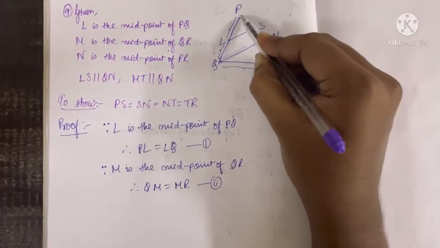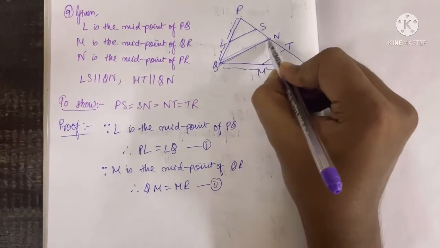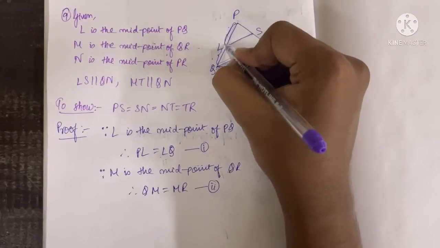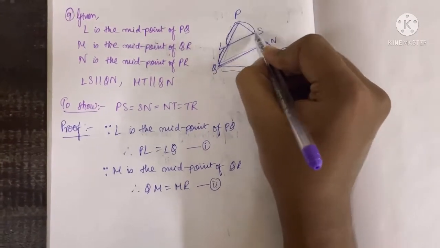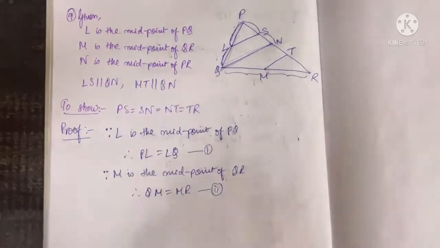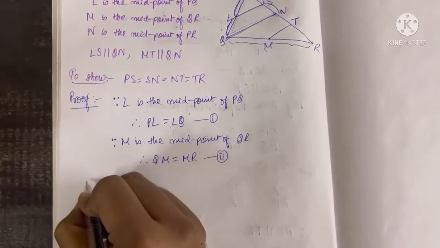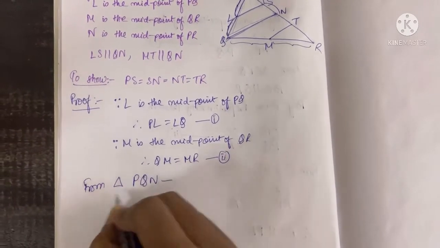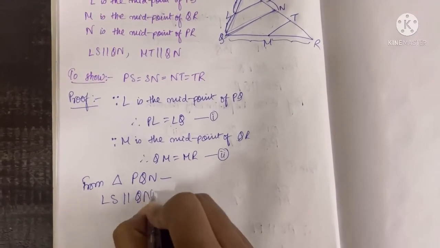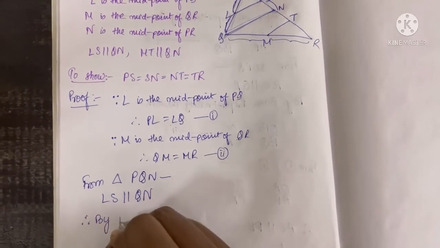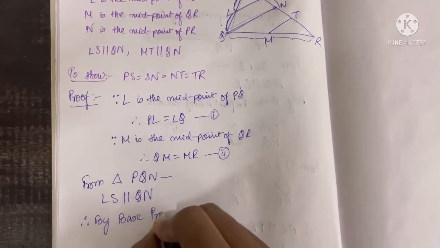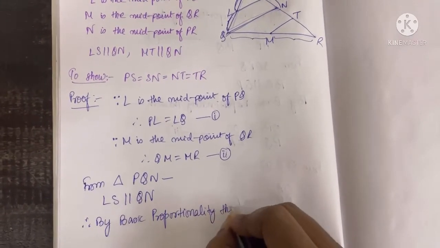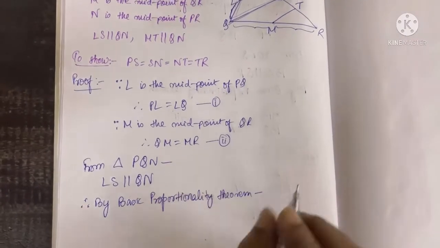In triangle PQN, we have LS parallel to QN. So if LS and QN are parallel, then PL by LQ will be equal to PS by SN according to our theorem, right? So from triangle PQN, LS is parallel to QN, therefore by the basic proportionality theorem, what do we have?